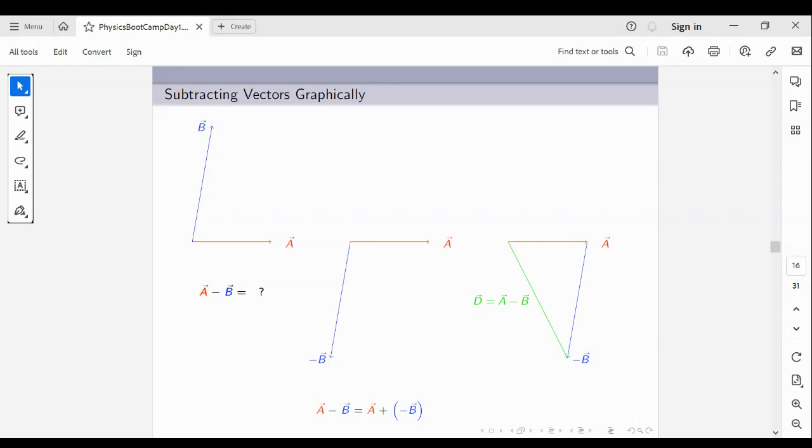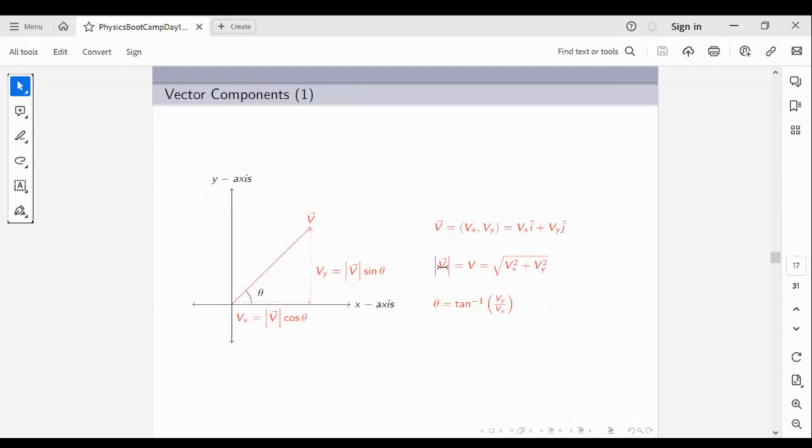So let's go back. Because A plus B is definitely not the same as A minus B. So we need to find out how to define A minus B in a way that takes advantage of the definitions we've come up with so far for addition and scalar multiplication. There is also another way to add vectors, but first we must consider their components.